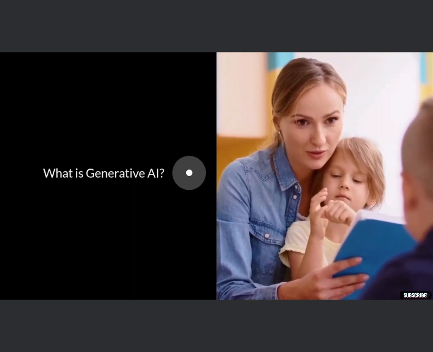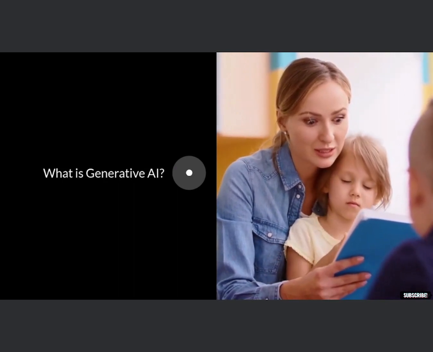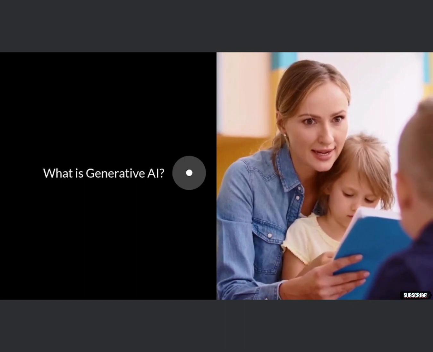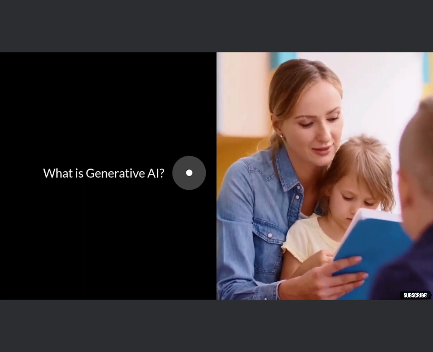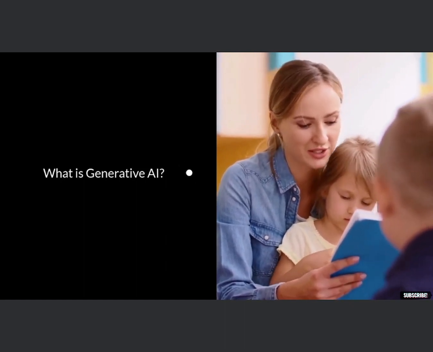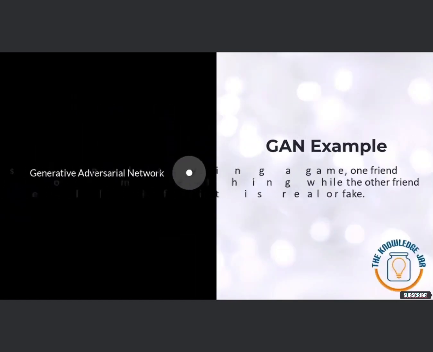For generative AI to work, it has to have a machine learning model to help it learn. Let's run through a few common machine learning models used to support generative AI. First is generative adversarial networks, or GAN for short. Now think of GAN as two friends playing a game. One friend is a generator and the other is a discriminator.